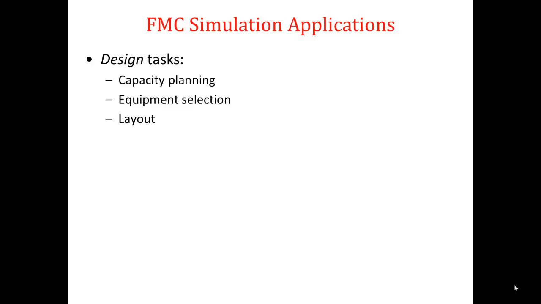Types of questions we answer with this type of analysis include capacity planning, do we have enough capacity to meet our expected demand, and so on. Equipment selection, if I'm trying to compare between alternative pieces of equipment that might have different processing characteristics, and finally layout, trying to decide exactly where in the shop floor I'm going to place the specific pieces of equipment.